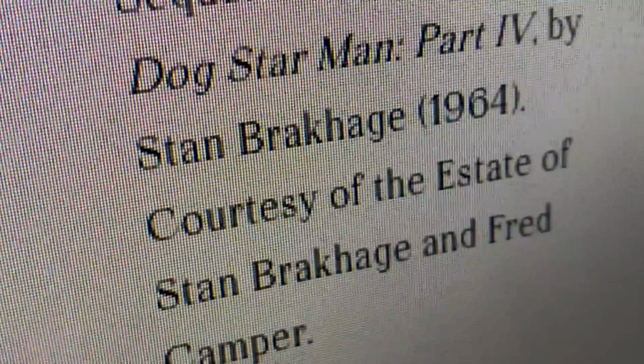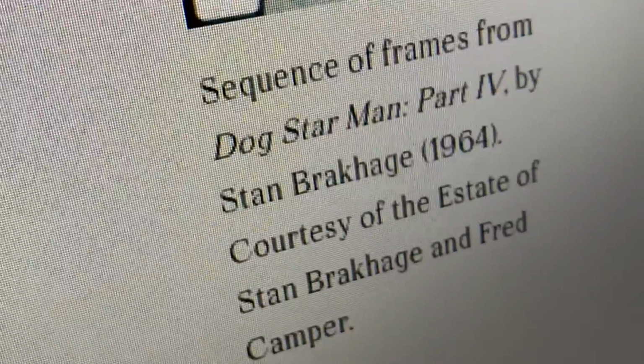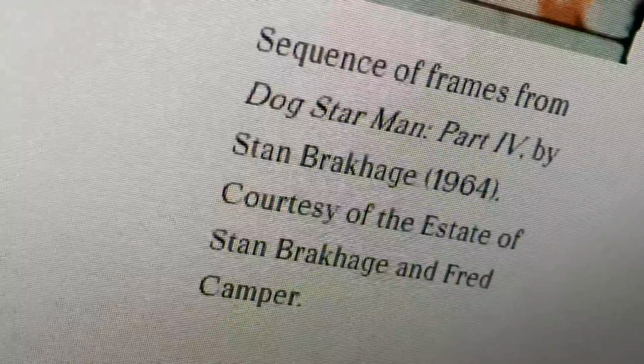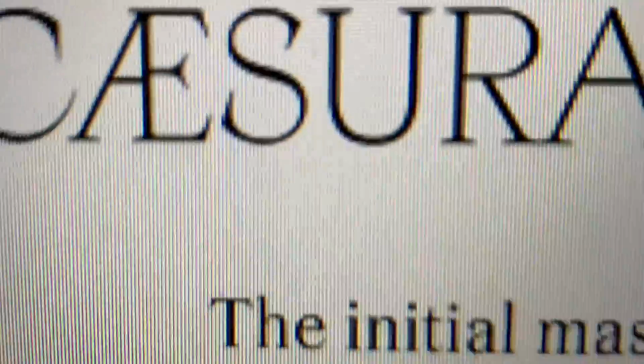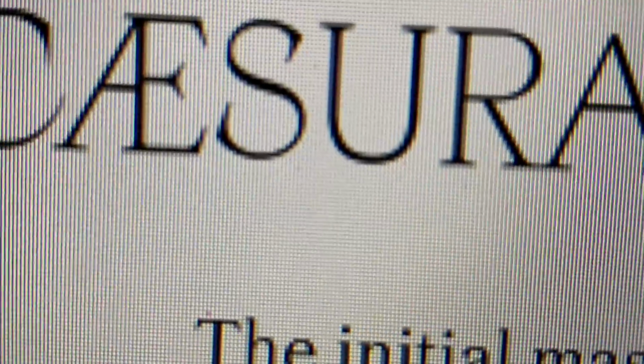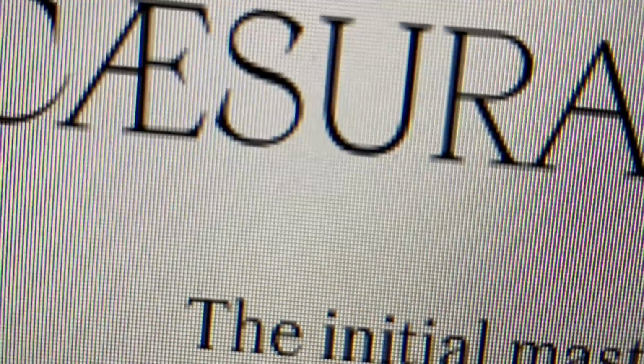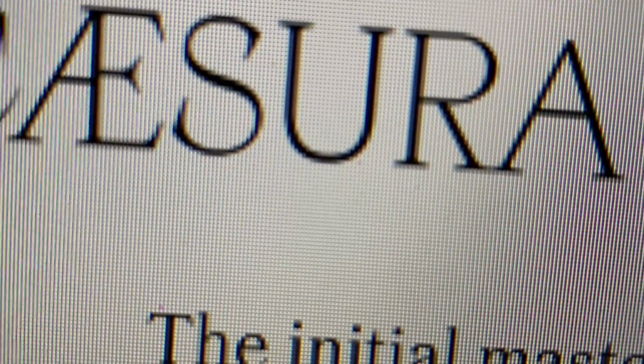Camper. And why Fred Camper partially owns the copyright or rights to distribute images of this film, I don't actually know. But I do know that this image appears on the right-hand side of a page in a magazine called Caesura. And Caesura is interesting because it can represent a lot of different things, but it's a cut or a measurement of a kind of cut.